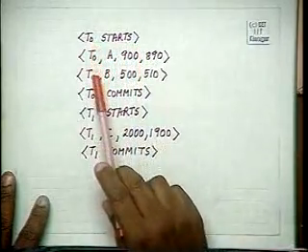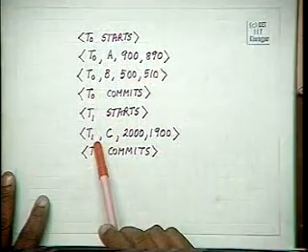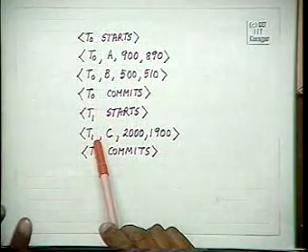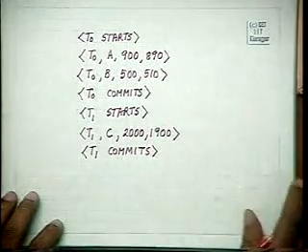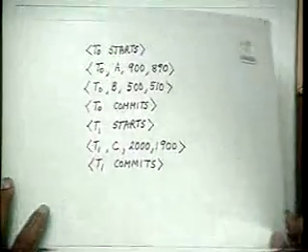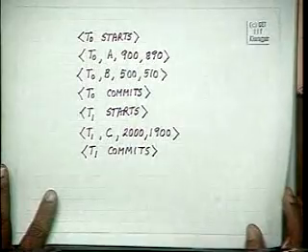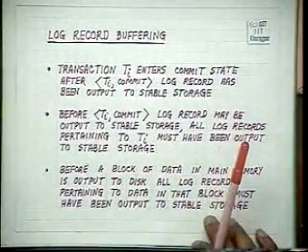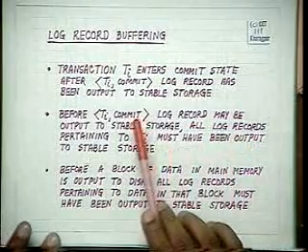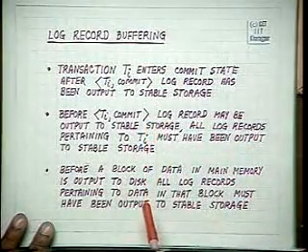We wait till one log block is full. The log records form a block, and once this block is full, we write that full block onto the stable storage. But there are some issues which have to be taken care of when you do log record buffering, because it is not as simple. So care has to be taken in the following three accounts.